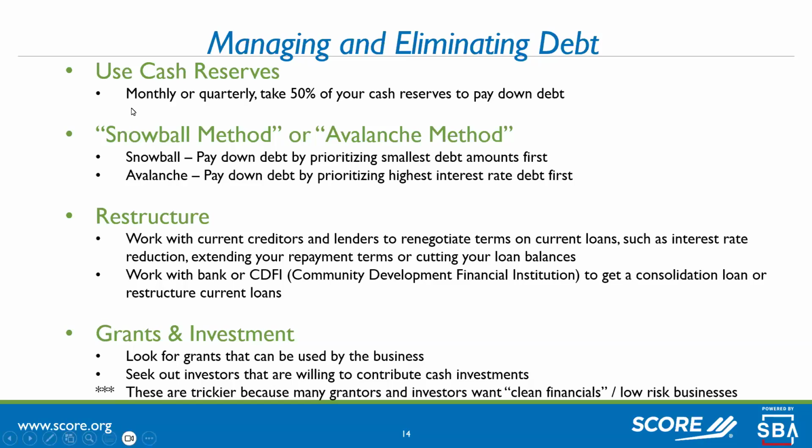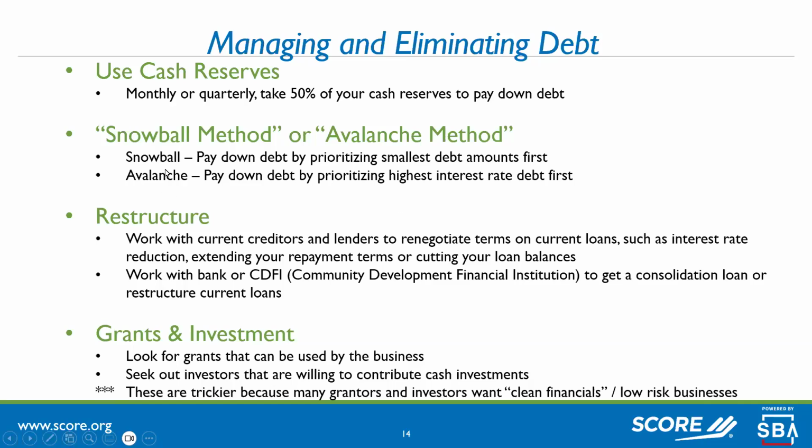So aside from using your cash reserves to pay down debt, there are other methods. Two of the most common methods of paying down debt, if you're really starting to accumulate it, are what's called the snowball method and then the avalanche method. Both are very similar, but they prioritize the debt differently.